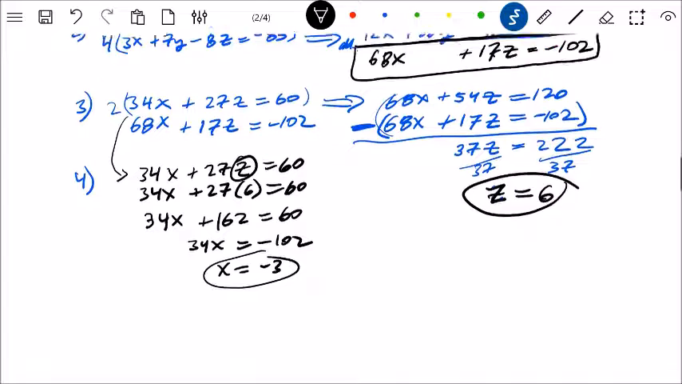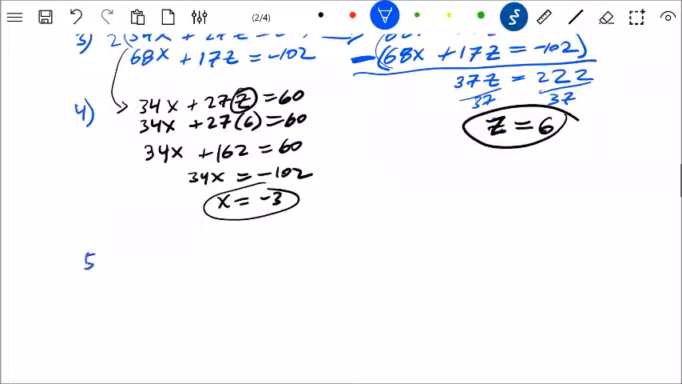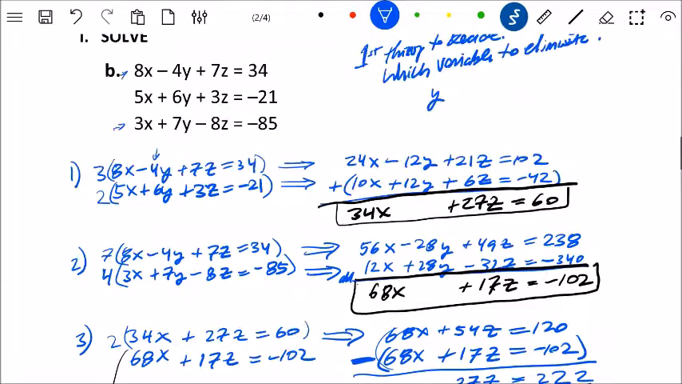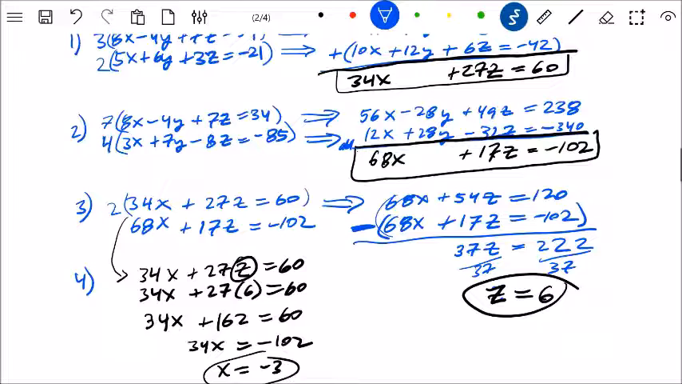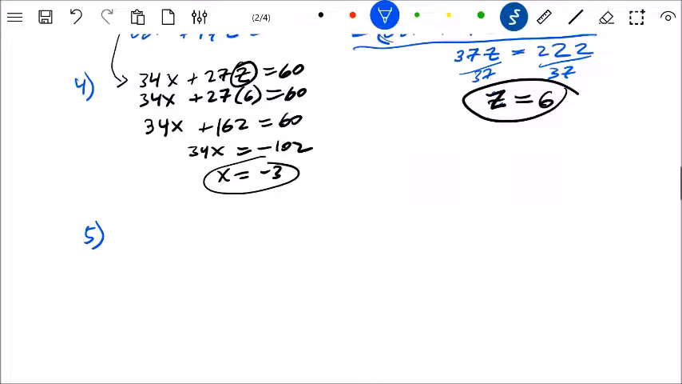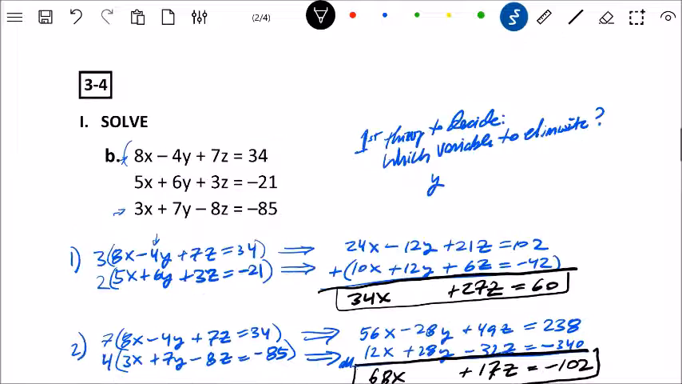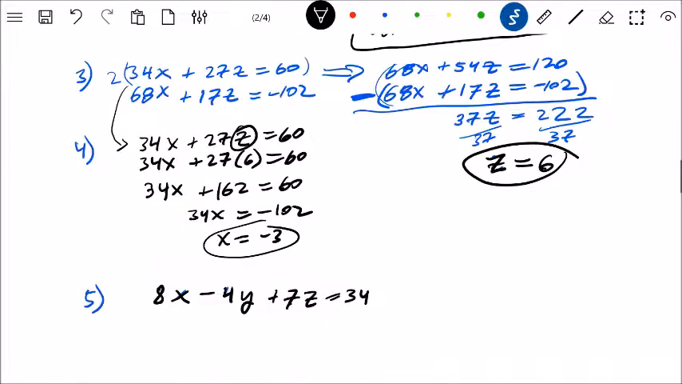We now have two of these. Fifth step, we'll put both of these into one of the equations up top, and I'll just take the first one, no reason not to. So I'm going to do that 8x minus 4y plus 7z equals 34. Make sure I have that right. Plus 7z equals 34. Yep, looks good.